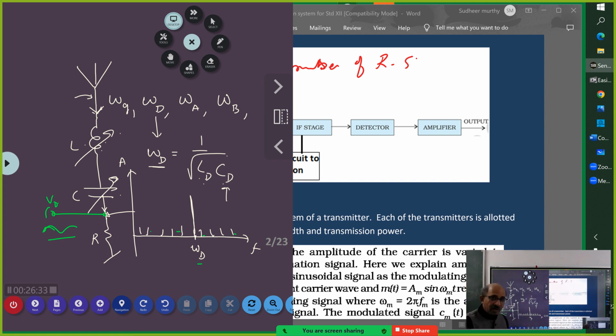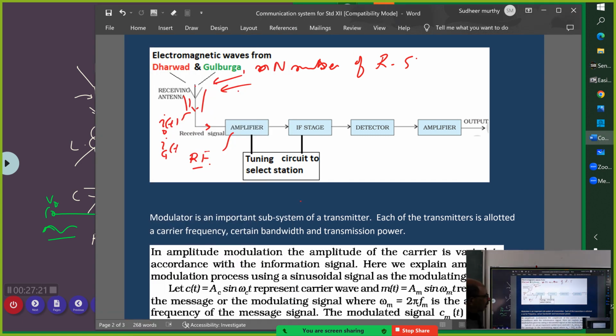So even though there are hundreds of thousands of radio stations, I will still be able to select Dharwad radio station if I tune this to L, C. Now, if I want Gulbarga station, then I will change this inductor and capacitor such that Gulbarga station will be 1 upon root of L Gulbarga C Gulbarga. Then I will be able to receive this one. Then this will shift. See, this was tuned for Dharwad. Now, for Gulbarga, it will select the maximum frequency. Got it? Anybody is having any question here? Okay, fine. So this is what happens.